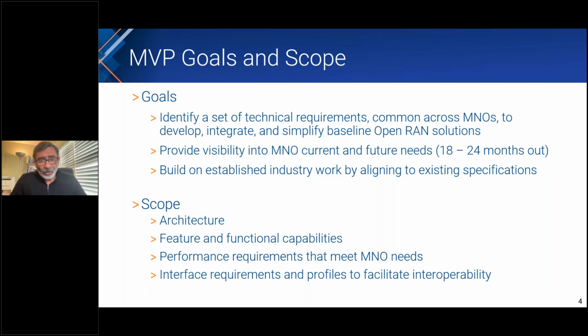In terms of the scope, again, the scope included definition of the baseline architecture, what functions should be part of the baseline Open RAN solution that MNOs are likely to deploy, what interfaces they are looking to deploy, and what feature and functional capabilities should be part of those baseline network or architectural elements and the associated interfaces. What are the performance metrics that MNOs typically consider for any RAN product for commercial deployment, as well as some of the interface requirements to facilitate interoperability and multi-vendor deployment.